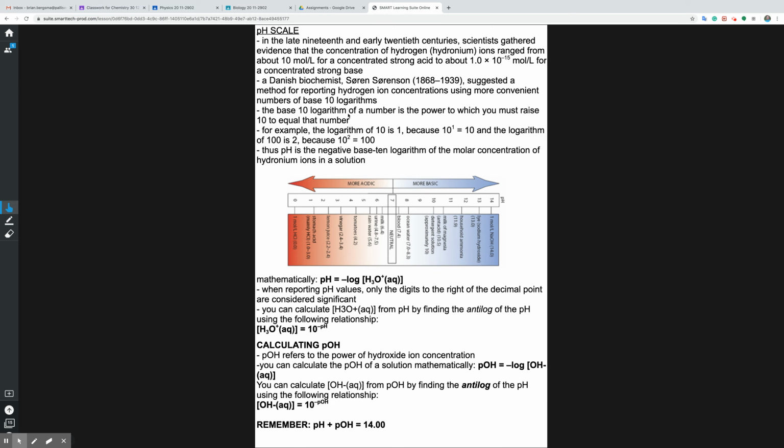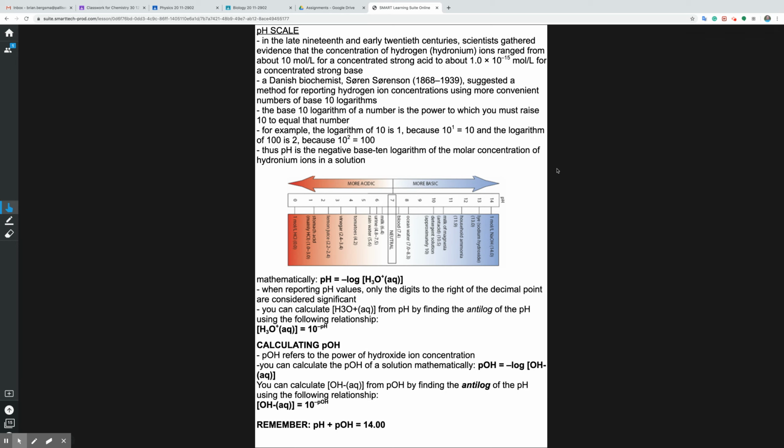So for these ones, the logarithm of 10 is 1, because 10 to the power of 1 equals 10. So we basically are taking whatever number's up here, and that's what becomes our logarithm. So the logarithm of 100 is 2, because 10 to the 2 equals 100. So we take this number up here.